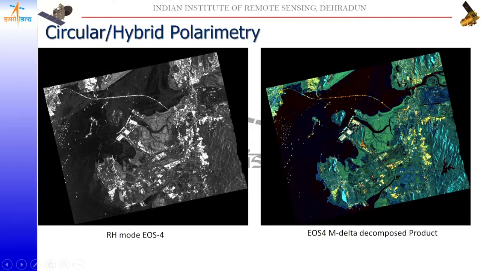So you can see this is the Mumbai area of the EOS4 image. This is the RH mode, right circular horizontal mode, and this is the EOS m-delta decomposed product. It is similar, where green is vegetation, blue is the odd bounce, and red is the even bounce.